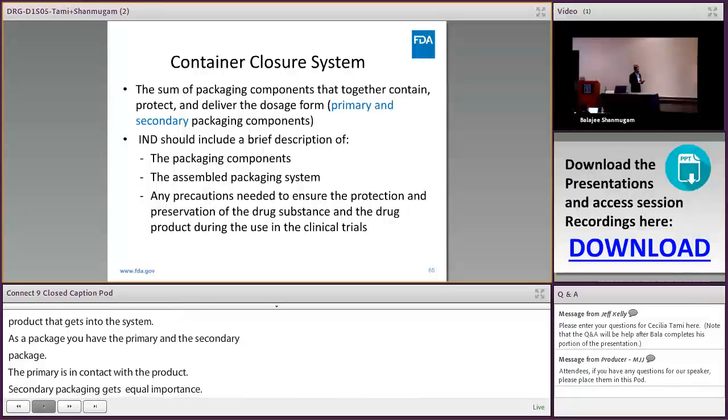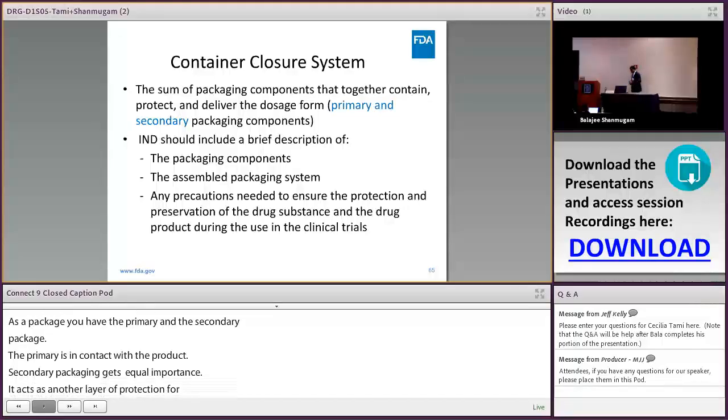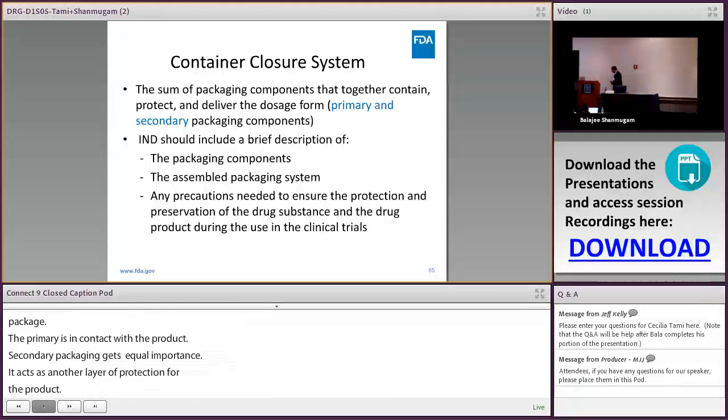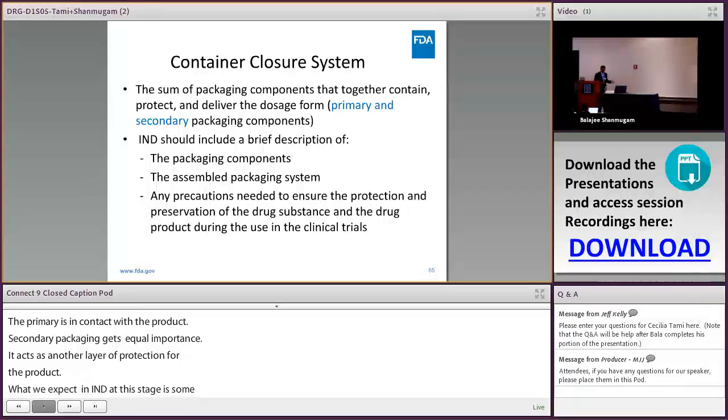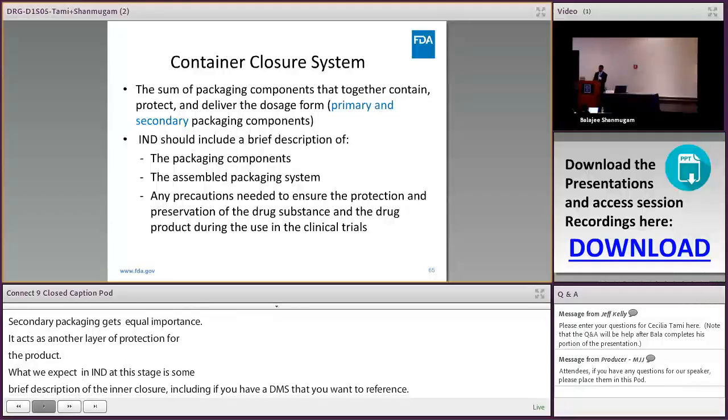And what we expect in the IND at this stage would be some brief description of the container closure, including, if you have a DMF that you want to reference, please provide the letter of authorization. And irrespective of whether it's going to be a DMF for a container closure or for an API, when you submit the LOA, make sure you submit the LOA both to the IND or the NDA and to the DMF. That's needed.